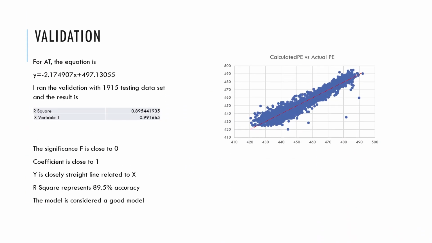After formulating my equation, I validate it with my testing data. The significance F is close to 0. The coefficient is close to 1. The y is closely straight line related to x. R-square represents 89.5% accuracy. This finding indicates the model is considered a good model.